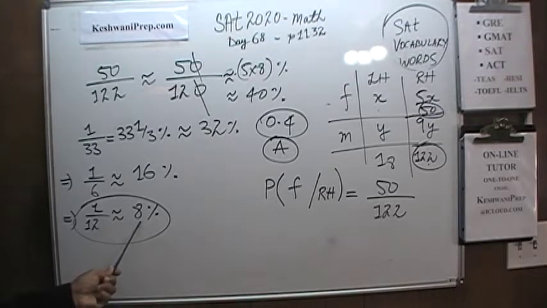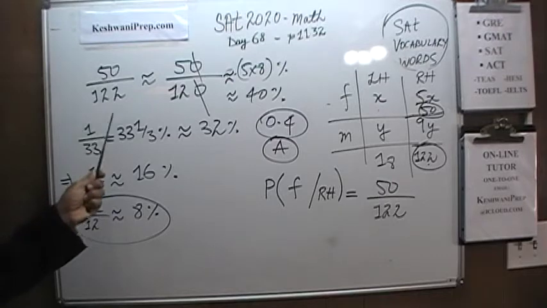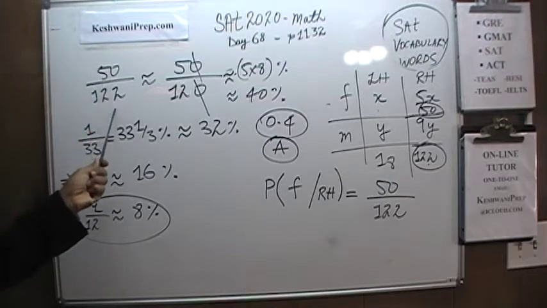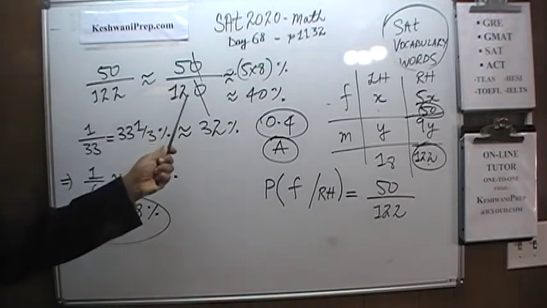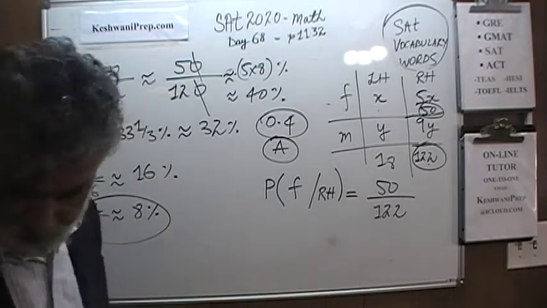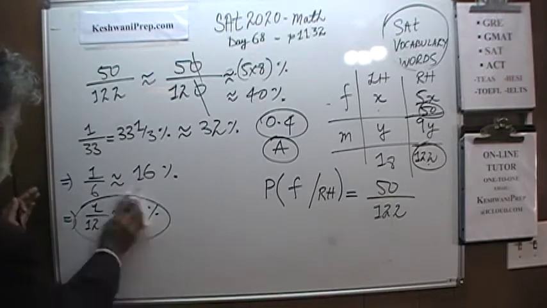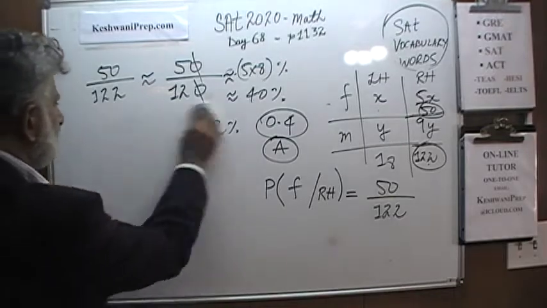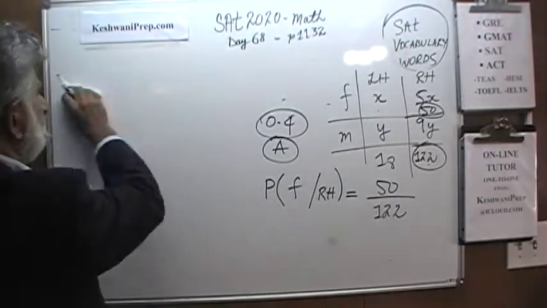The second reason why we are underestimating is because this is 50 over 122. We're counting as 50 over 120. You understand? Therefore the answer is 40%. Let's do the next one.